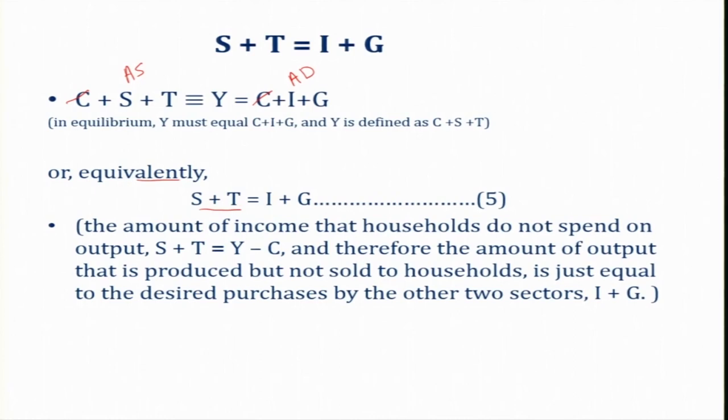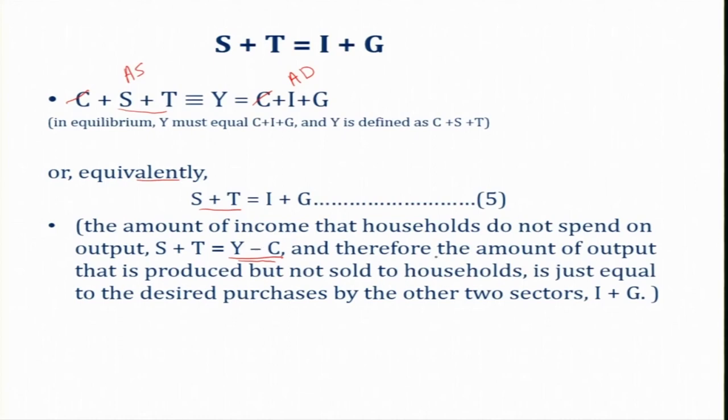Saving means the amount of income that the household does not spend on output. That means S plus T, because the total aggregate supply is equal to C plus S plus T. S plus T is the part not spent on consumption, so we can rewrite it as S plus T is equal to Y minus C.